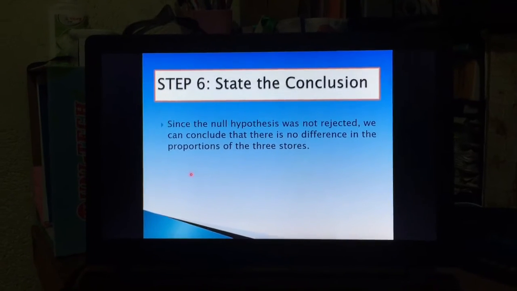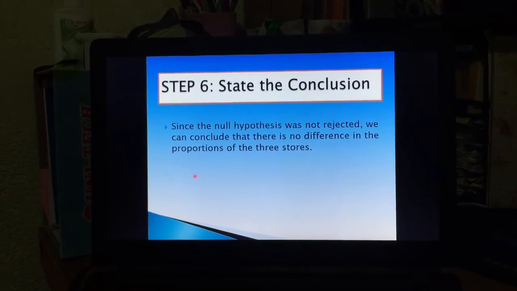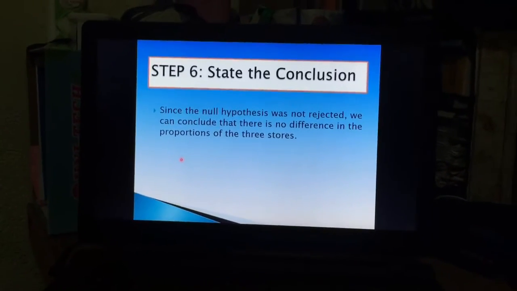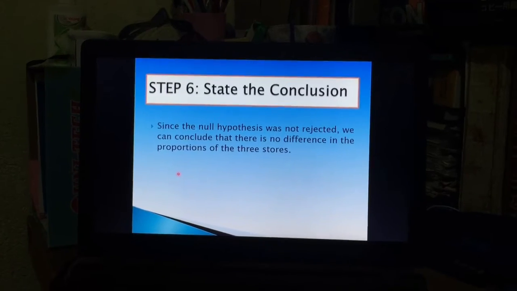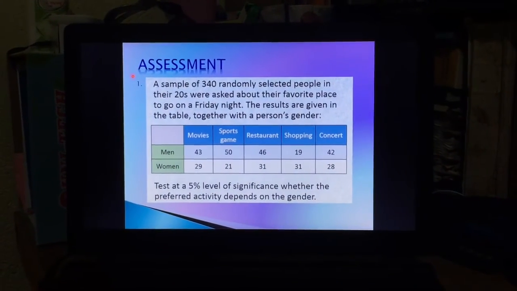Step number 6. State the conclusion. Since the null hypothesis was not rejected, we can conclude that there is no difference in the proportions of the three stores.